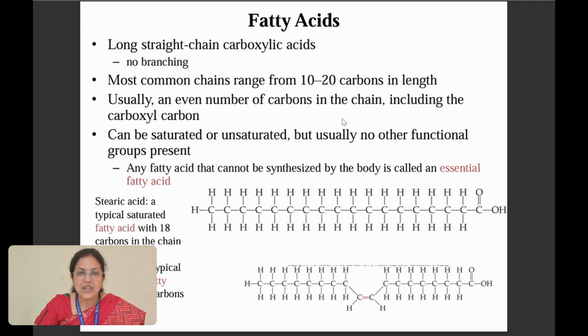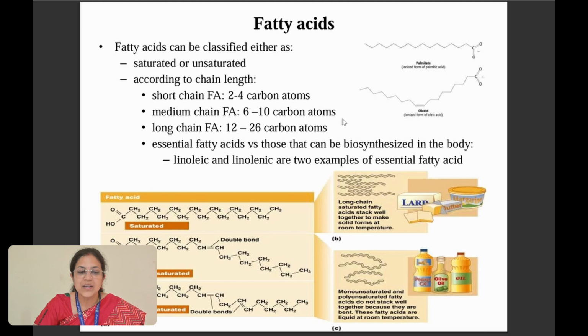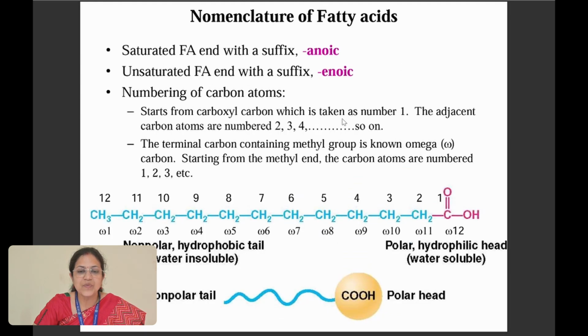Now coming to the classification of fatty acids, they are classified based on the chain length. Chain length means the number of carbon atoms in the structure. There are three types of fatty acids: short chain up to 4 carbons, medium chain up to 10 carbons, and long chain fatty acids up to 26 carbon atoms. Now coming to the nomenclature, all fatty acids have the suffix anoic acid, and unsaturated fatty acids have the suffix enoic acid. The numbering of carbon atoms starts from the carboxyl carbon end, and the adjacent carbon atoms are numbered 1, 2, 3, 4 and so on.